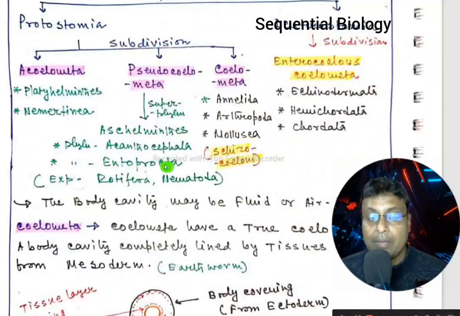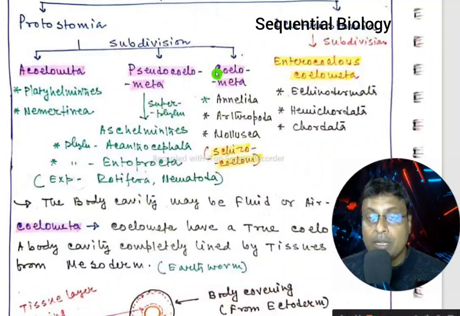The phylum Acanthocephala and the phylum Entoprocta are pseudocoelomate. The superphylum Aschelminthes is divisible into phyla, and the pseudocoelom is seen in these phyla. Examples of this superphylum Aschelminthes are Rotifera and Nematoda. Rotifera and Nematoda are pseudocoelomate. They have no true body cavity or coelom.